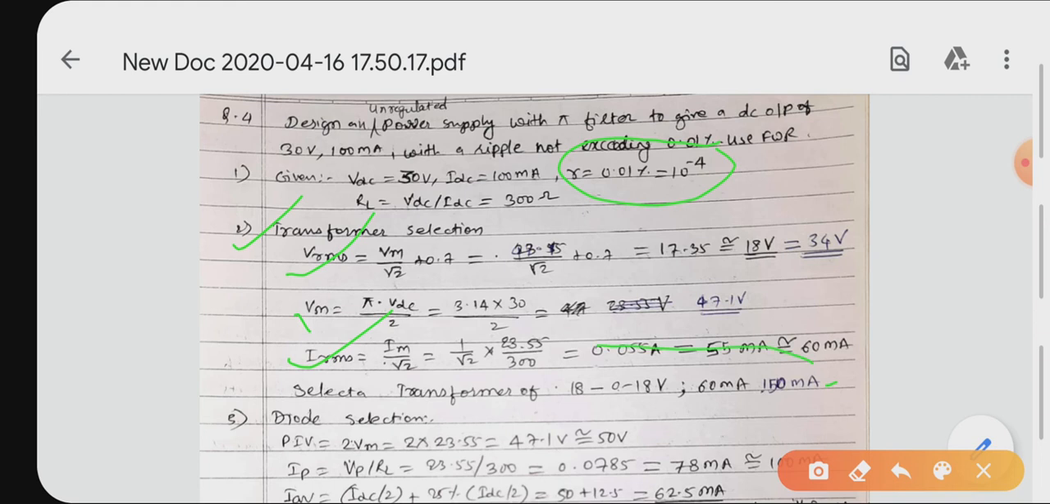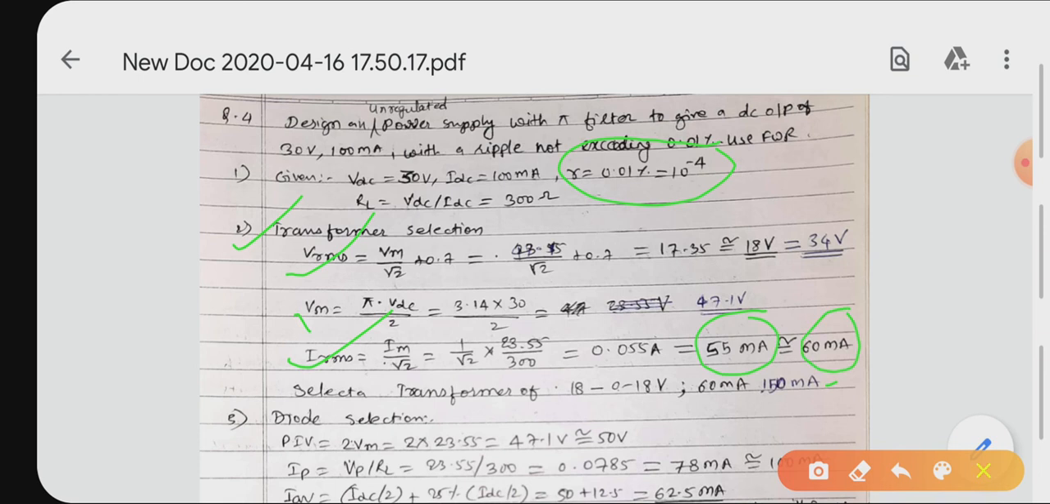As it is full wave rectifier, the rating will be 18-0-18 volt, 60 milliampere. You can round off the values to the nearest higher values. Okay, here the voltage VRMS, you got it as 17.35, so it is rounded off to 18 volt. The current here, you got the value as 55 milliampere, so it is rounded off to 60 milliampere here.